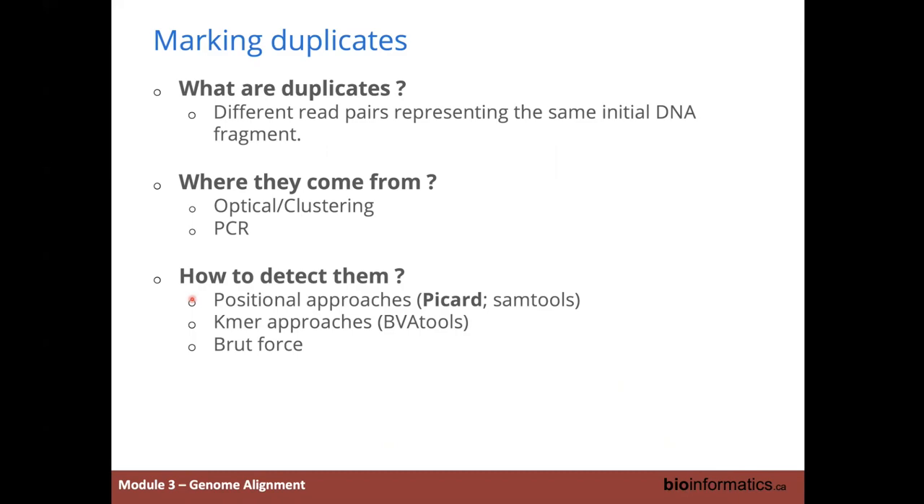The second refinement that we do on the BAM file is marking duplicates or removing duplicates. So I already talked about that a bit before.